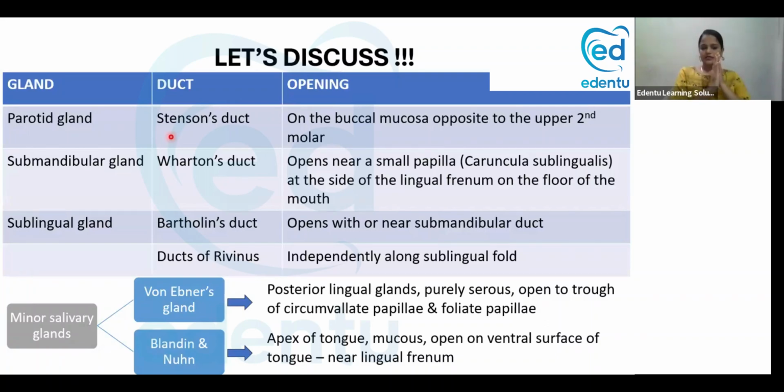So that is the three major salivary glands and their ducts. Parotid gland, we have Stenson's duct. Submandibular gland, we have Wharton's duct. Sublingual gland, there are two types of duct: Bartholin's duct and the ducts of Rivinus. Now there is another option given, option D, Blandin and Nuhn. This is not a duct itself, it is a minor salivary gland.